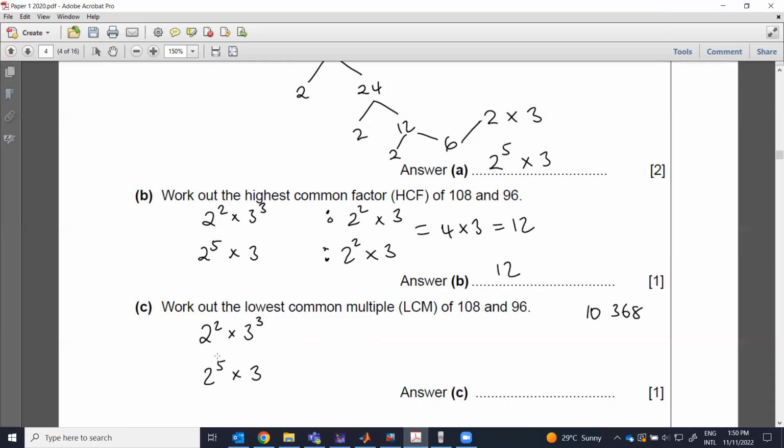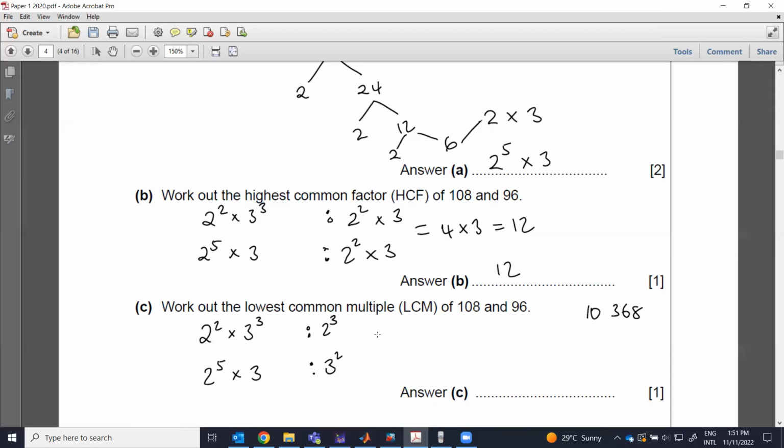Here the largest power of 2 is 5. So I ask, what do I need to multiply this by in order to make this 2 to the power of 5? I need to multiply this one by 2 to the power of 3. And this one is 3 to the power of 1; I need to make it 3 to the power of 3. So I multiply this by 3 to the power of 2. Then if you do that, these two numbers will be the same.